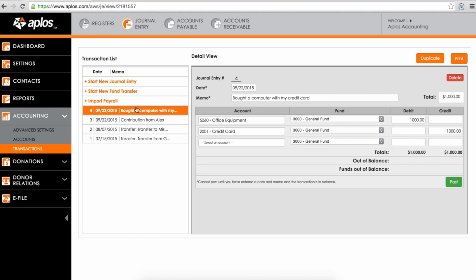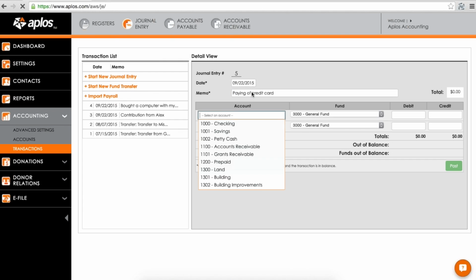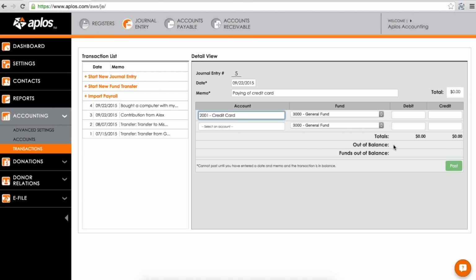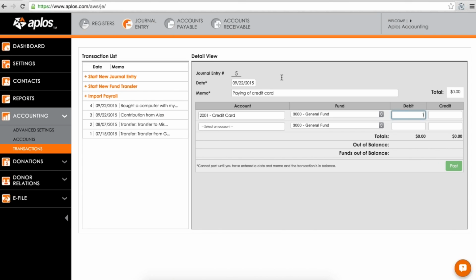So now what if I want to pay that credit card off? I would go in here and start a new journal entry, paying off credit card. I would pick that same credit card account. There we go. And now that I'm removing value, my credit card is being decreased. So what am I going to do? I'm going to enter a debit value because that decreases my liability account. So $1,000.